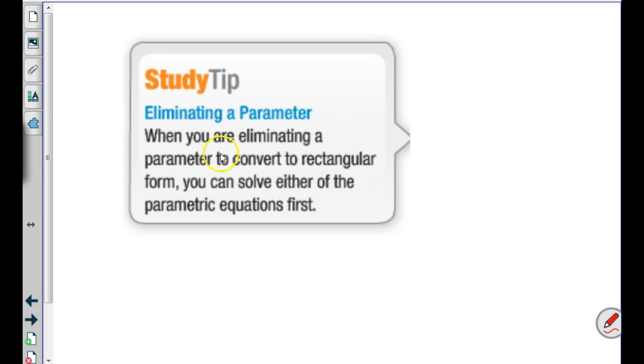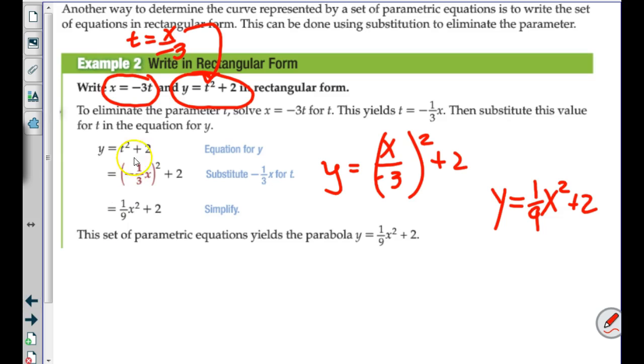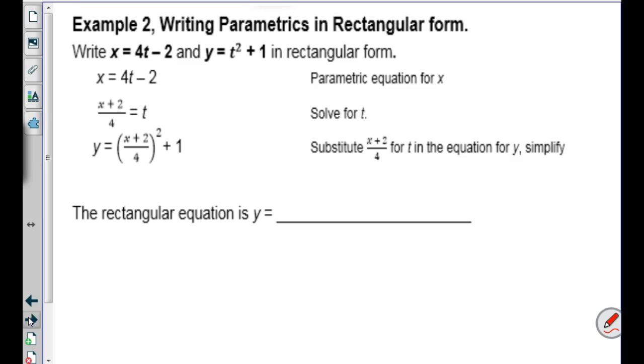It says when you're eliminating a parameter to convert to regular, you can solve either of the parametric equations first. So what they're saying is I could have solved this one for t, but anybody know why I didn't choose that one? How would you get t by itself here? What would you need? A square root, and then you got to remember the plus or minus, right? So it gets tricky if you solve that one. That's why I didn't choose that one.